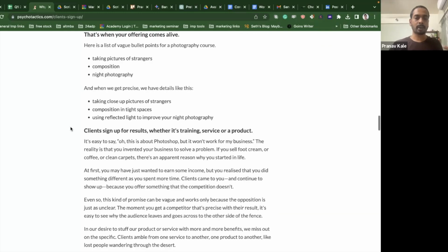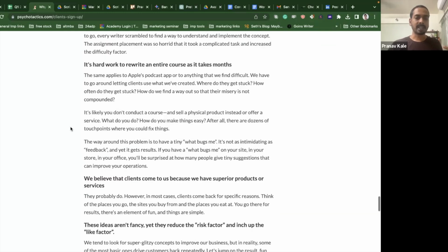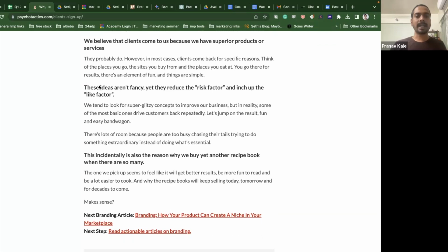If I scroll down to the bottom of this blog article, see what it says. These ideas aren't fancy, yet they reduce the risk factor and inch up the like factor. We tend to look for super glitzy concepts to improve our business. Blah, blah, blah. There's a lot of room because people are too busy chasing their tails, trying to do something extraordinary instead of doing what's essential. This, incidentally, is also the reason why we buy yet another recipe book when there are so many. The one we pick seems to feel like it will get better results, be more fun to read, and be a lot easier to cook.